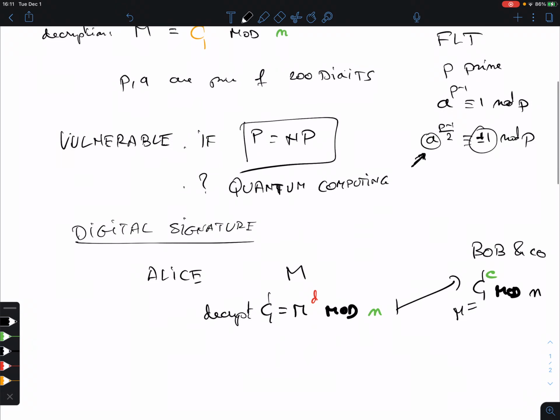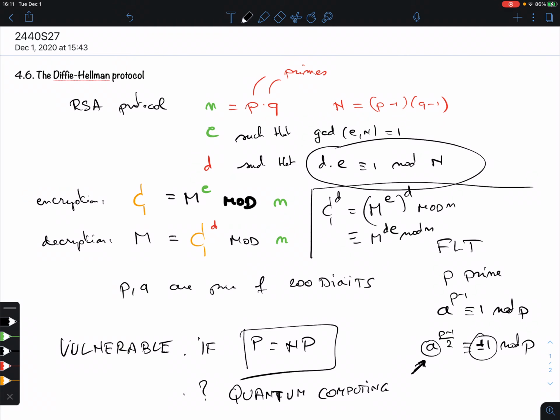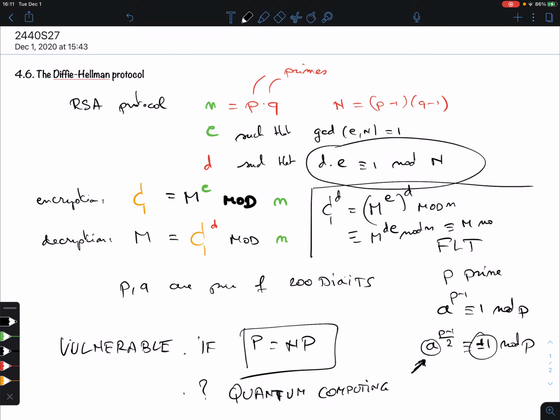And why is this? Well, remember, why did this originally work? Let me write it here. If you take C to the power D, that is the same as M to the power E to the power D mod N. But that is the same as M to the power D times E mod N. And this guarantees, by the Chinese remainder theorem and so on, that this is the same as M mod N. We did the calculation previously. So that guarantees this, and that's how she decrypts.